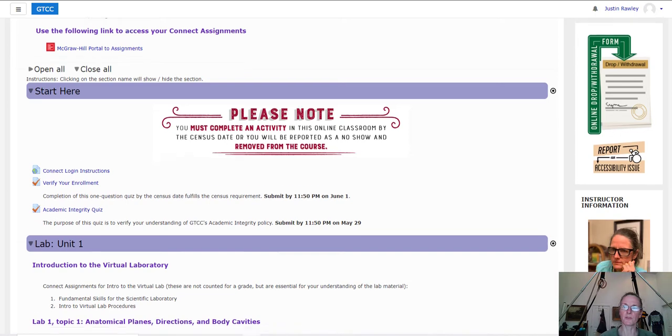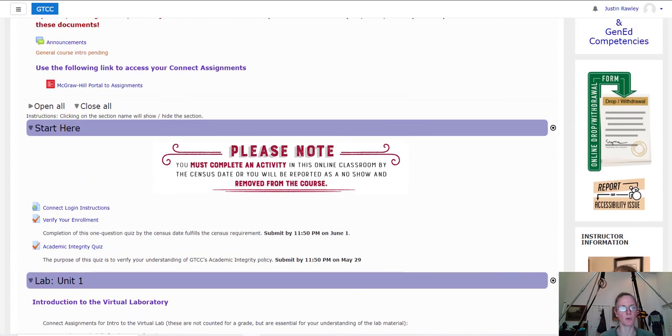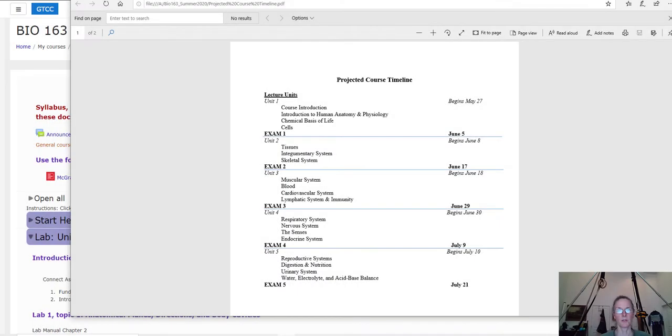Now, one of the things about this course, it is a lecture and laboratory course. So let's take a look at how the course is broken down. For our lecture portion of the class, we will have 5 units. And each unit will cover between 3 and 4 chapters. At the end of that unit, we will have an exam that covers all the relevant material within that unit. So we will have 5 lecture units with 5 exams, but there is no cumulative final.